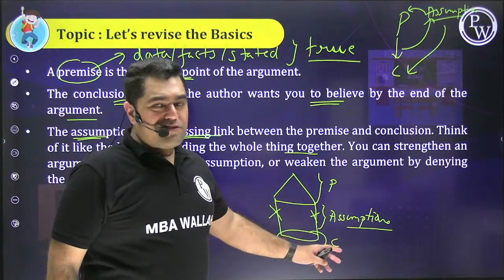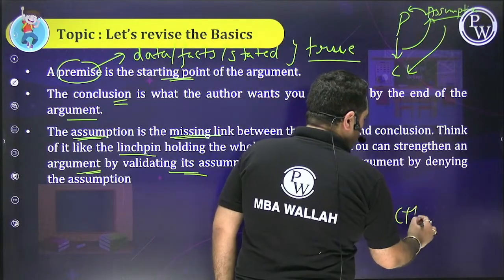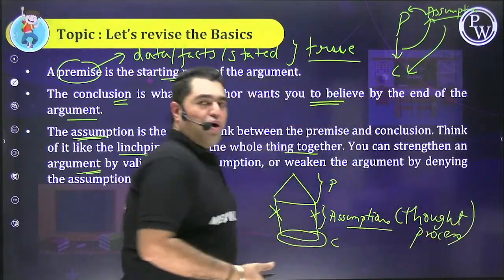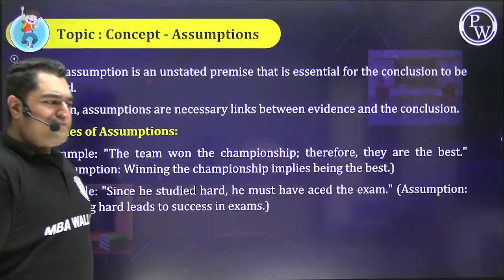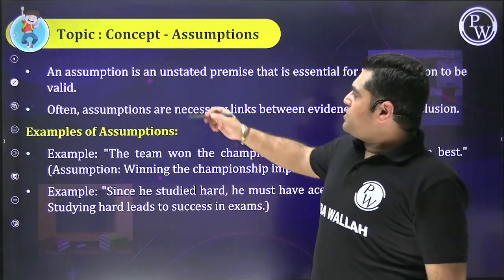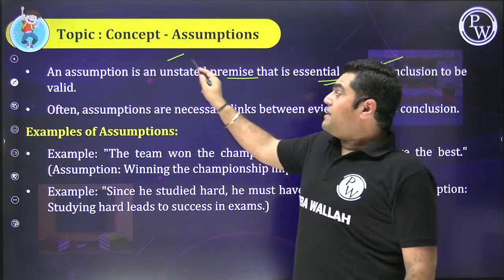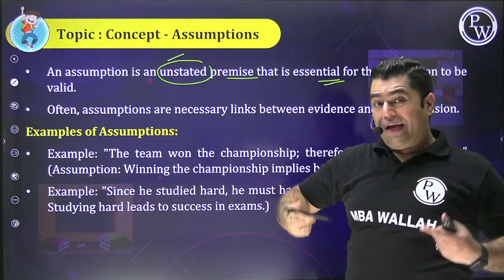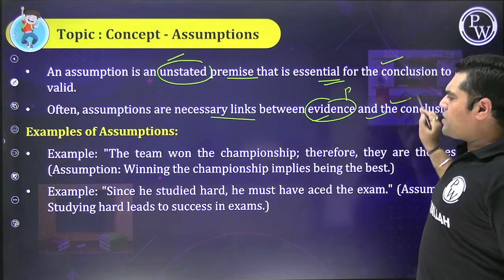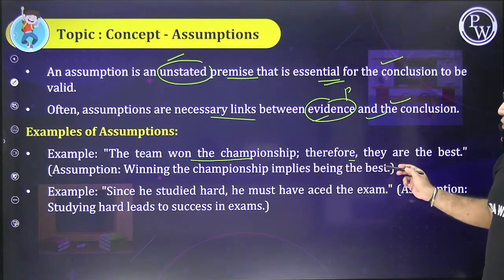So what is an assumption? It is the missing link, or in other words also, assumption is the thought process of the author. So think of it like whatever the author thought before writing the paragraph. Okay? Chaliye. So gradually we're moving forward. Please get comfortable with this topic of assumptions. So it's an unstated premise that is essential for the conclusion to be valid. Unstated. It is never stated directly. No, it is implied. Assumptions are necessary links between evidence. Evidence is nothing but the premise and the conclusion. So people, let's look at some examples of assumptions. The team won the championship, therefore they are the best.